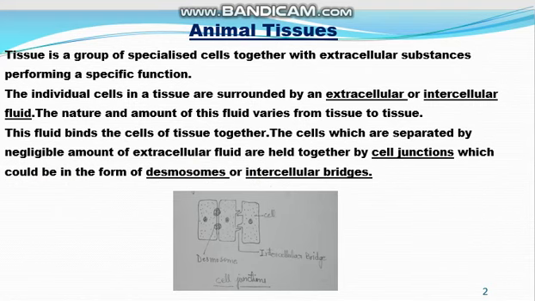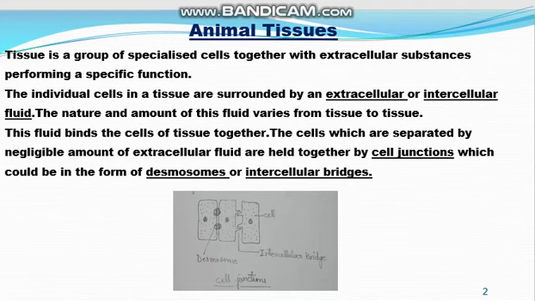So as all of you know, our body is made up of cells, and the group of cells forms the tissue, and different tissues perform different functions. It means a specific tissue performs a specific function. So tissue is a group of specialized cells bound together.